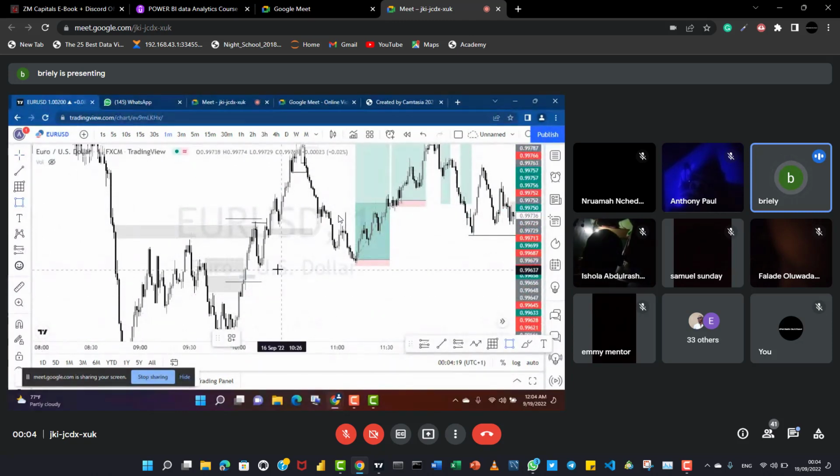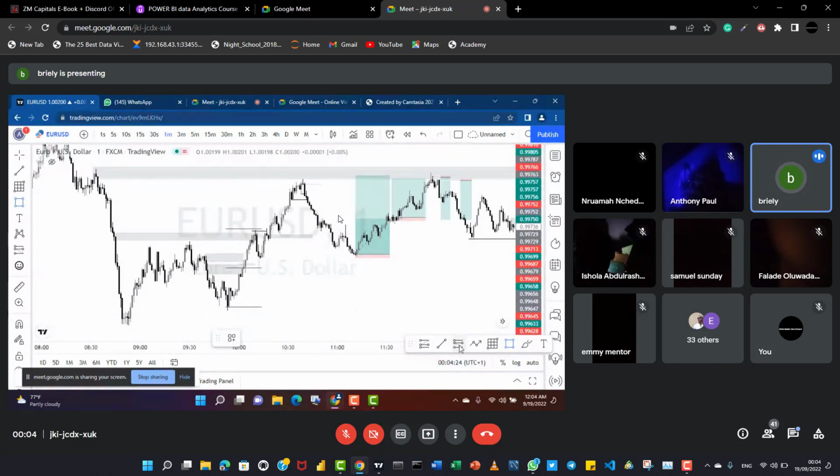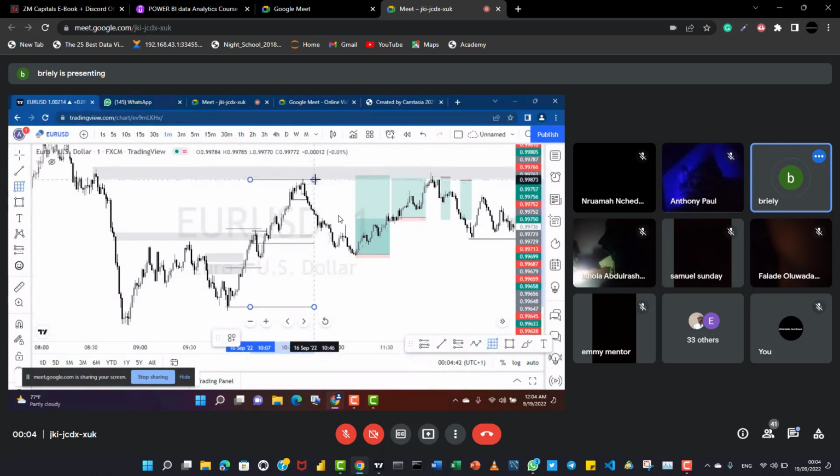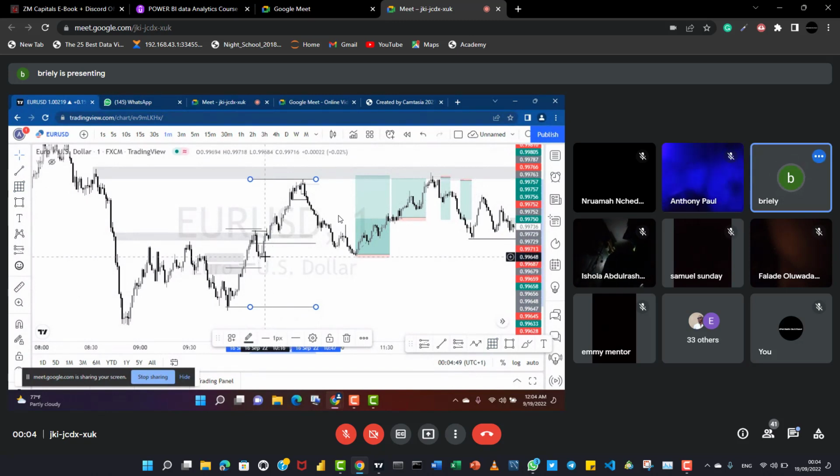Now remember that we had a break of structure here. Now, judging from the premium and discount principle, this is my swing low and high. This point is your premium. You sell at premium, you buy at discount. So price was already in my discount area. So it was a perfect opportunity to buy. Can you see?